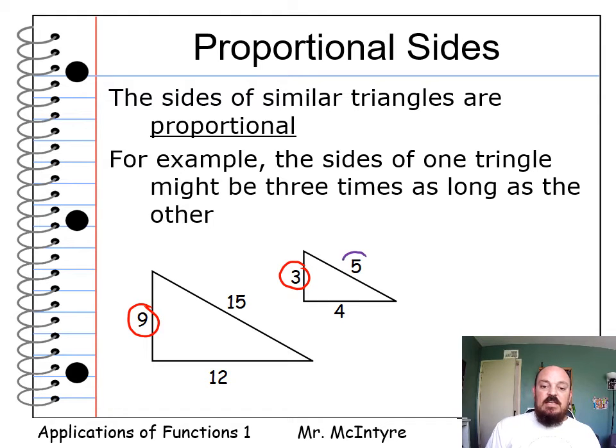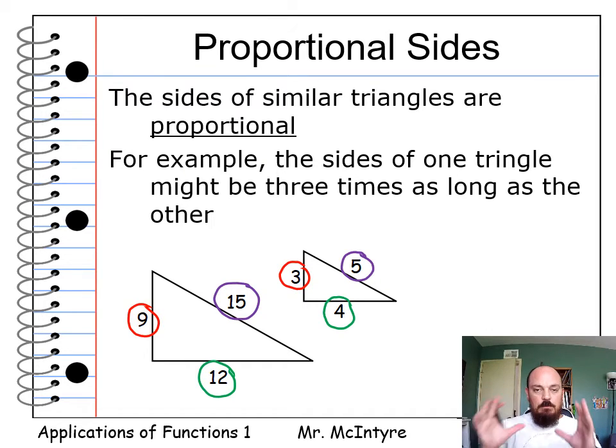Right here, this side is 5. 5 times 3 is 15, so that one checks out. And then for the last side, right here, this one is 4. 4 times 3 is 12. So what you can see in these two triangles is that, yeah, they are proportional. However big the smaller one is, each side of the bigger triangle is exactly 3 times bigger.